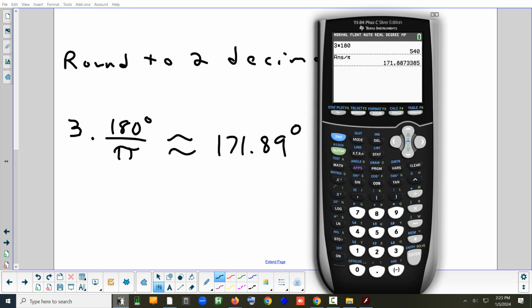Now, let's watch what happens if you would have divided by 3.14. 3 times 180, okay, there's your 540, and divide by 3.14. Rounded to 2 decimal places, is that the same as the answer we got? No, it's off quite a bit. 171.89 versus 171.97. So we don't want to use 3.14. It's going to mess your answer up quite a bit. And if you use that to figure out something else, now it's going to be messed up even worse. So stick with the pi button.